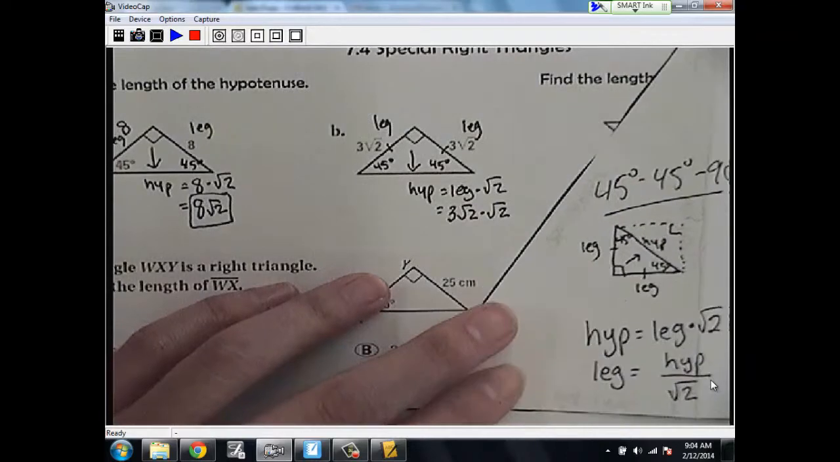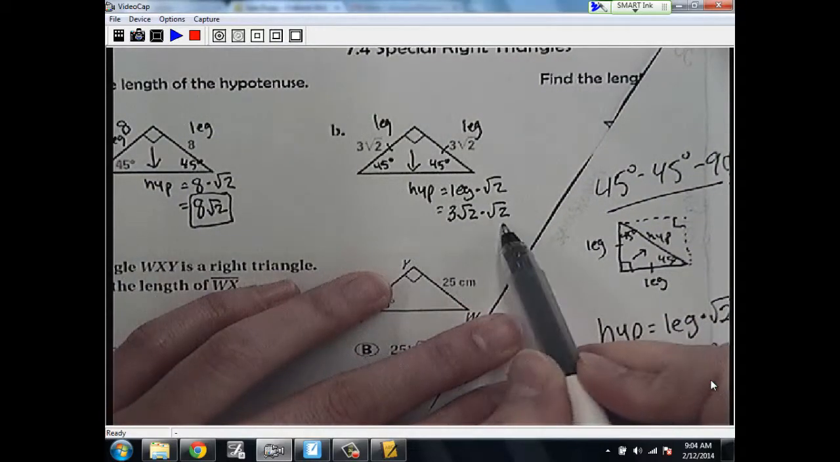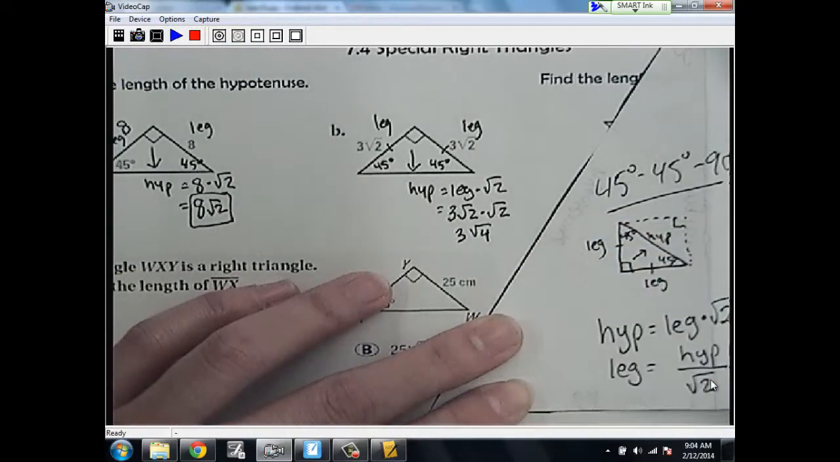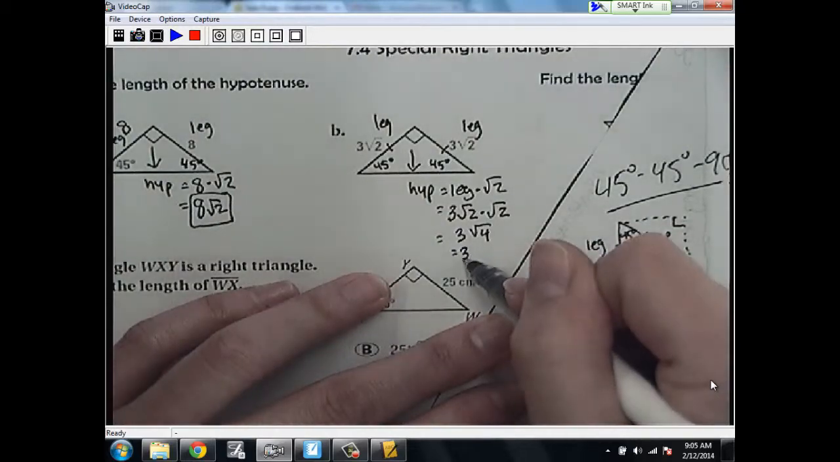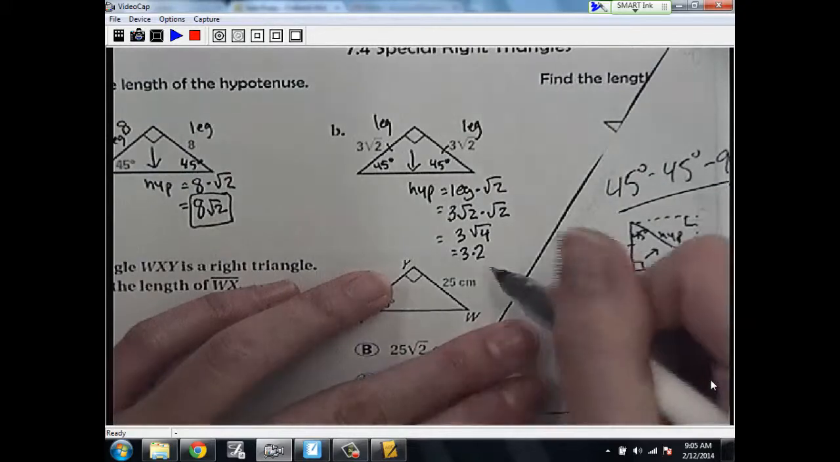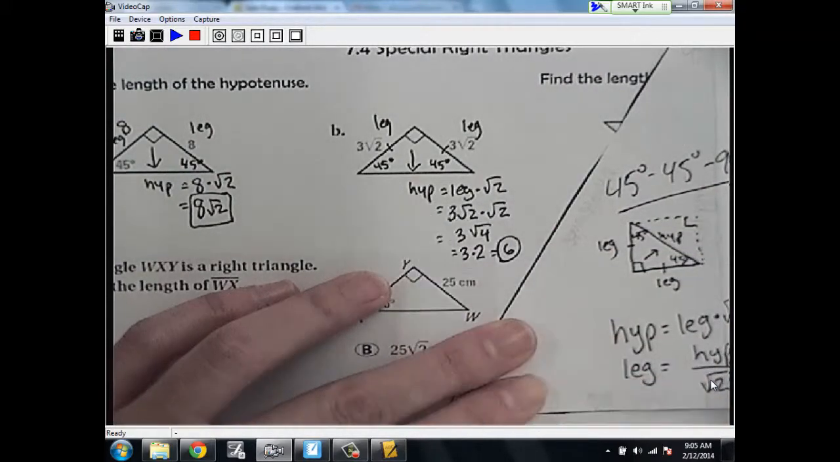And here's where we get into a little bit more algebra 2 work. But that's okay. Square root of 2 times square root of 2 is square root of 4. We multiply those numbers under the square root and bring down your 3. Square root of 4 is 2. So 3 times 2 is 6. So in this case, my hypotenuse is 6.